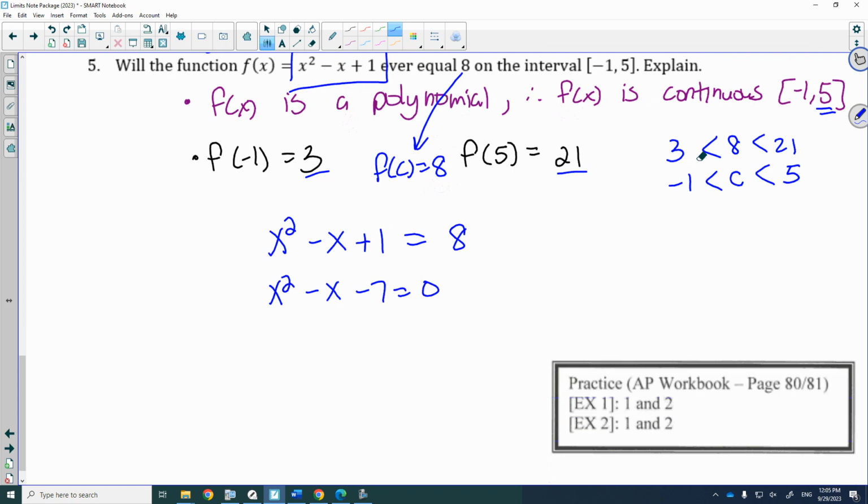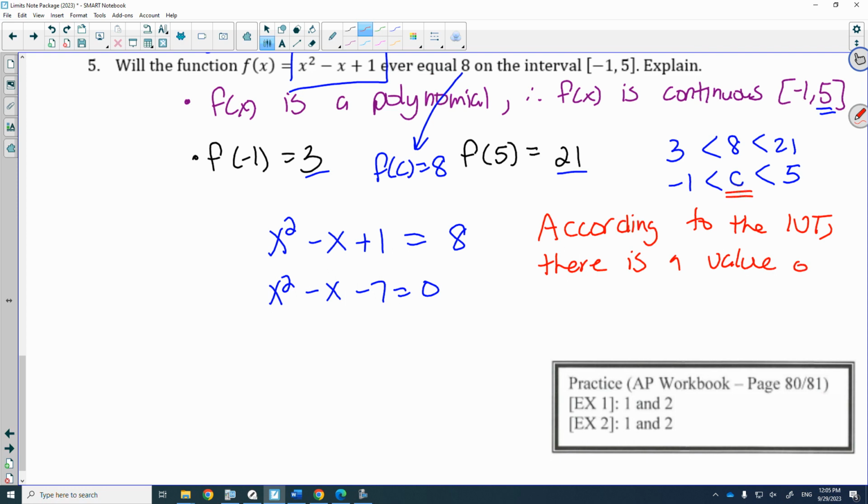Okay, so our sentence where we're going to end this is: according to the intermediate value theorem, do we agree there's going to be a value of c? Yes, there is a value of c. If we can't factor this, they're not going to ask on a test what it is. You just need to explain, such that f of c is equal to, what would f of c be equal to? 8.